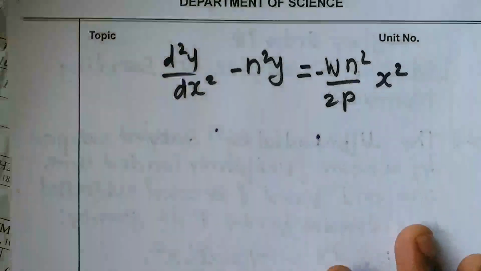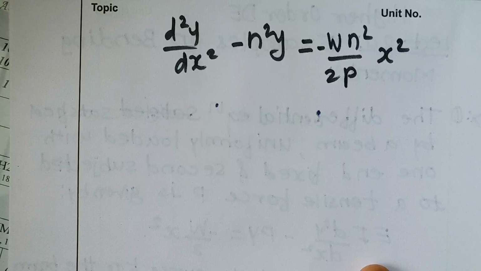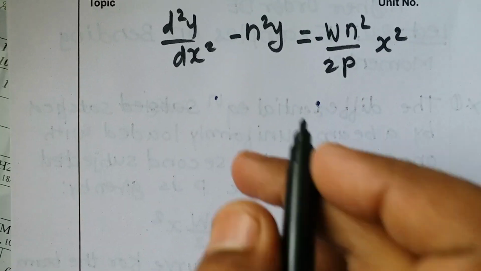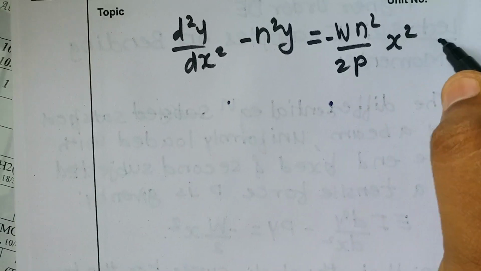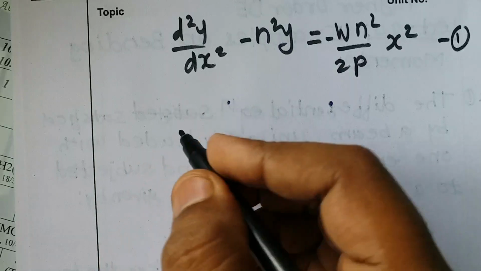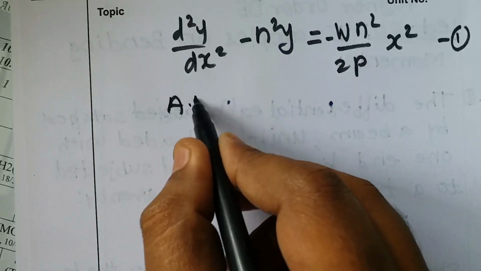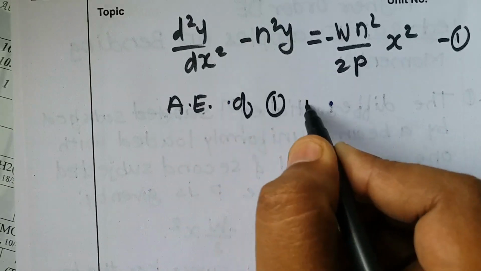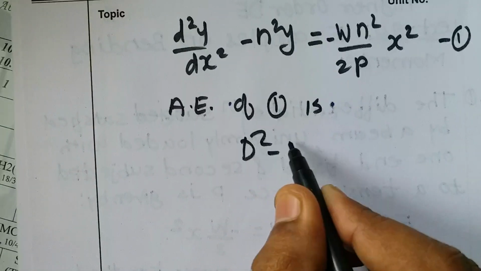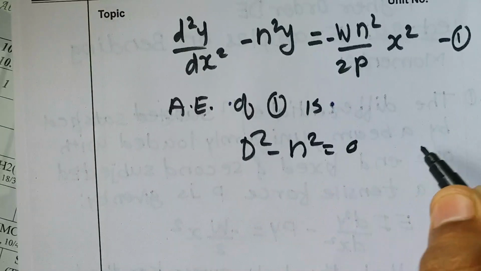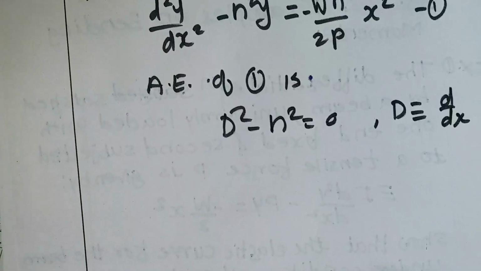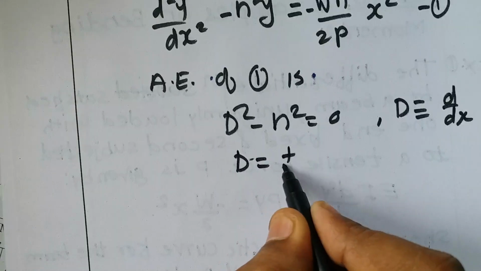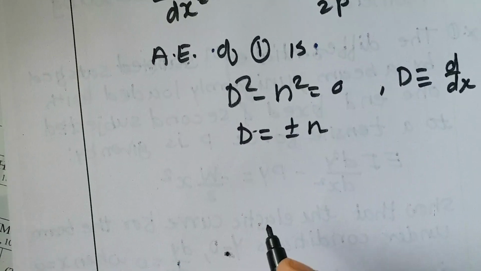Now this is our differential equation in the form of n and P, because the final answer is also in the form of n and P. So let us solve it by using the methods known to you. I will give this equation number 1. Now the auxiliary equation of 1 is D square minus n square equal to 0, where D is equal to d by dx. Now this will imply D equal to plus minus n are the roots of the differential equation.